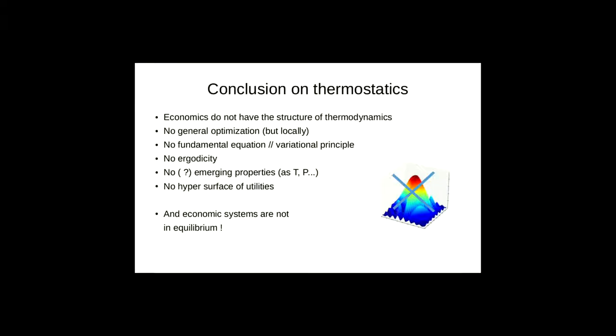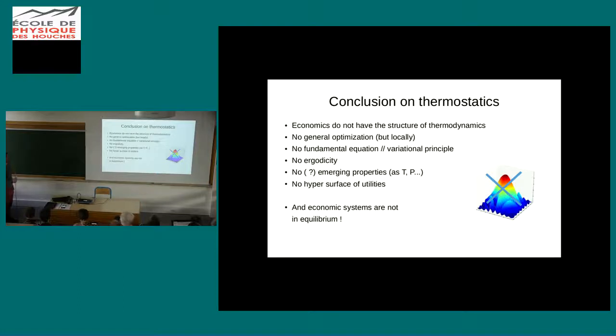Okay, so, conclusion about thermostatics. Economics does not have the structure of thermodynamics because we cannot extract an equation of state. We do not have general optimization. We have it locally, it's okay, but not generalized. There is no fundamental equation, no variational principle.